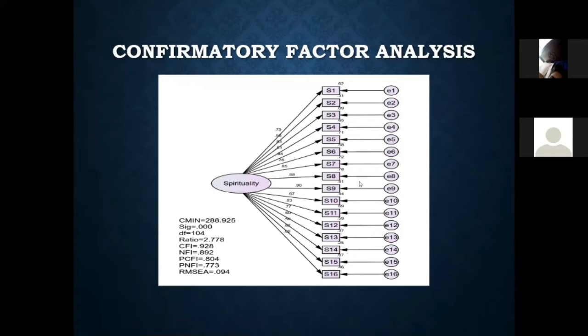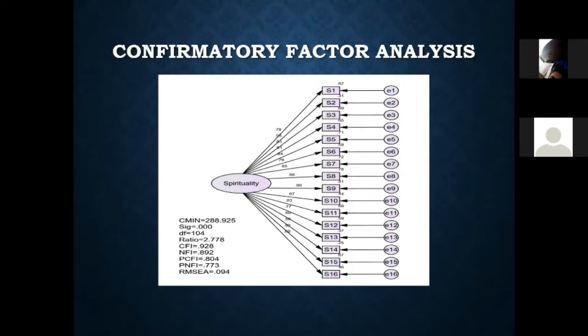This one is taken from my undergraduate student. If you can see here, this one is E1, E2, E3, E4, E5. These are measurement errors. In some software, we can calculate the measurement error.